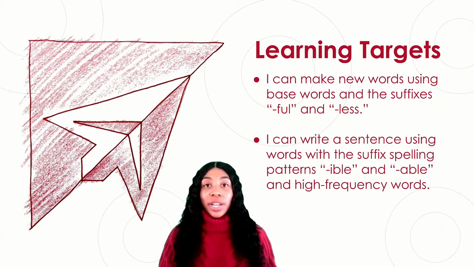We have 2 new learning targets for today. Please follow along with me as I read them. Our first learning target is, I can make new words using base words and the suffixes full and less. Our second learning target is, I can write a sentence using words with the suffix spelling patterns IBLE and ABLE and high frequency words.